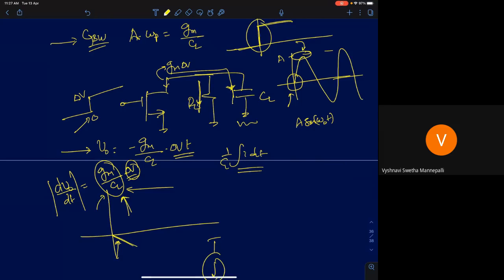So if I differentiate this function, what will I get? I'll get A omega naught cos omega naught t. And the maximum slope of the system will happen when t equal to 0, given by A times omega naught.